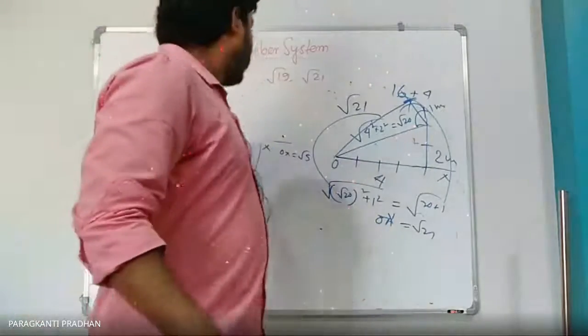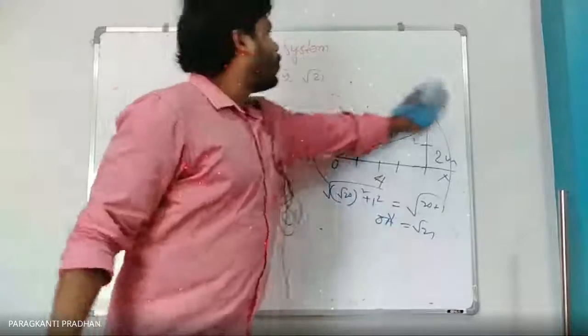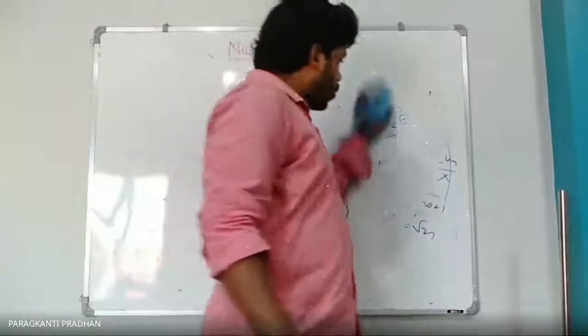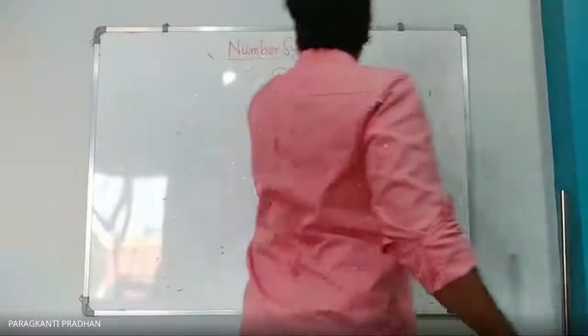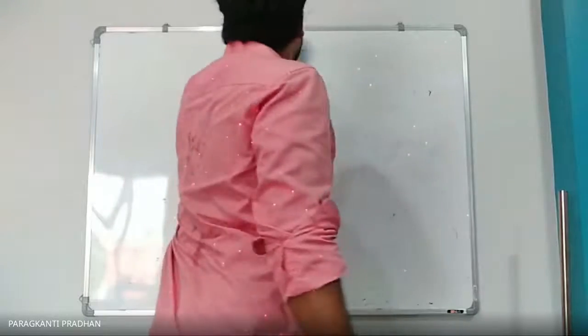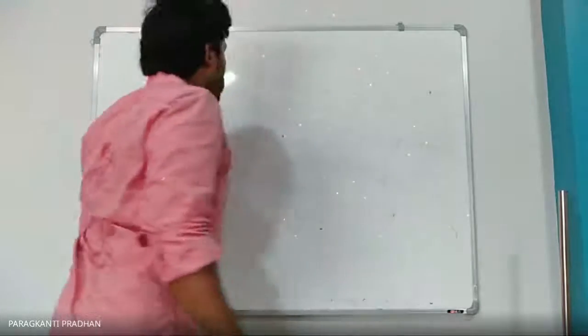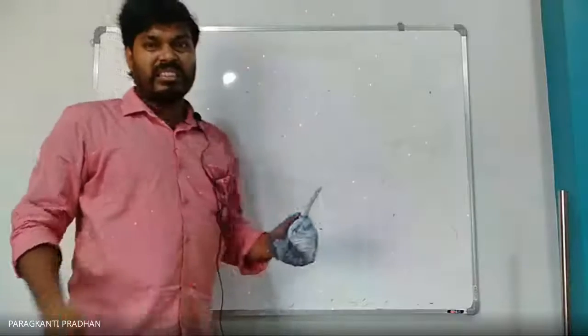Okay. So next we are going to see, if the root under value is a decimal, then what happened? Suppose... Sir, we need to draw the bisector.